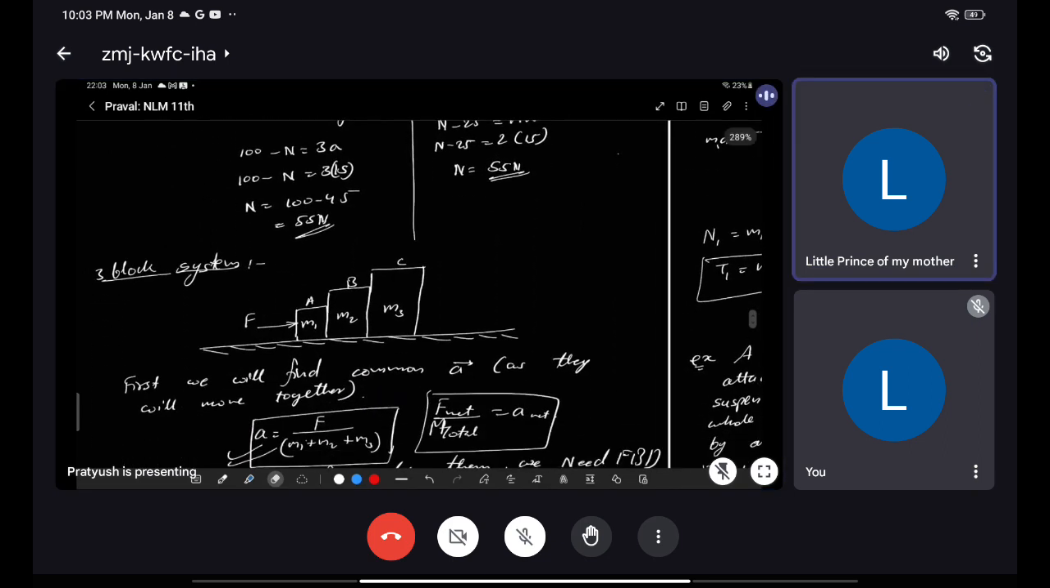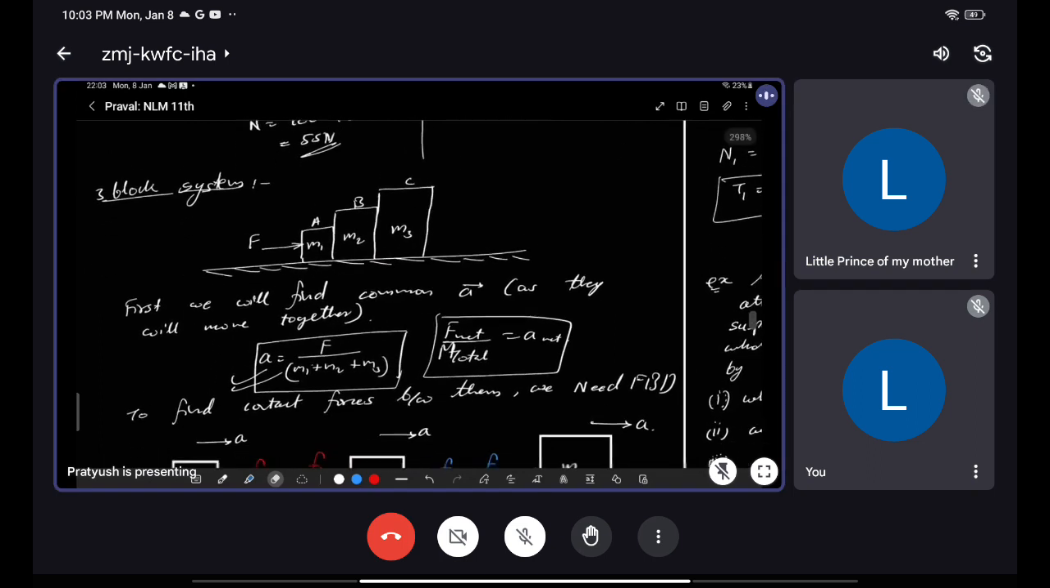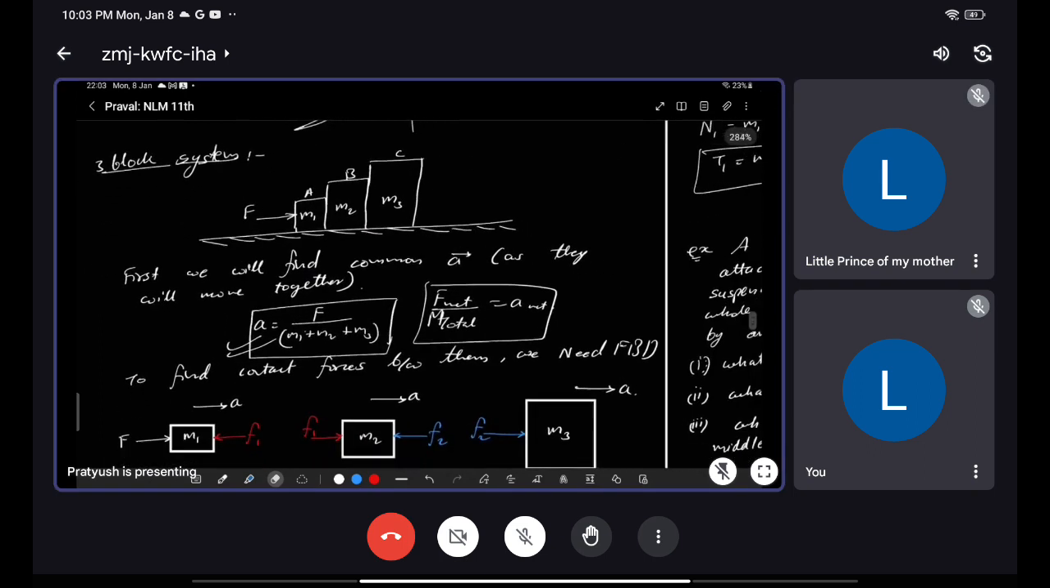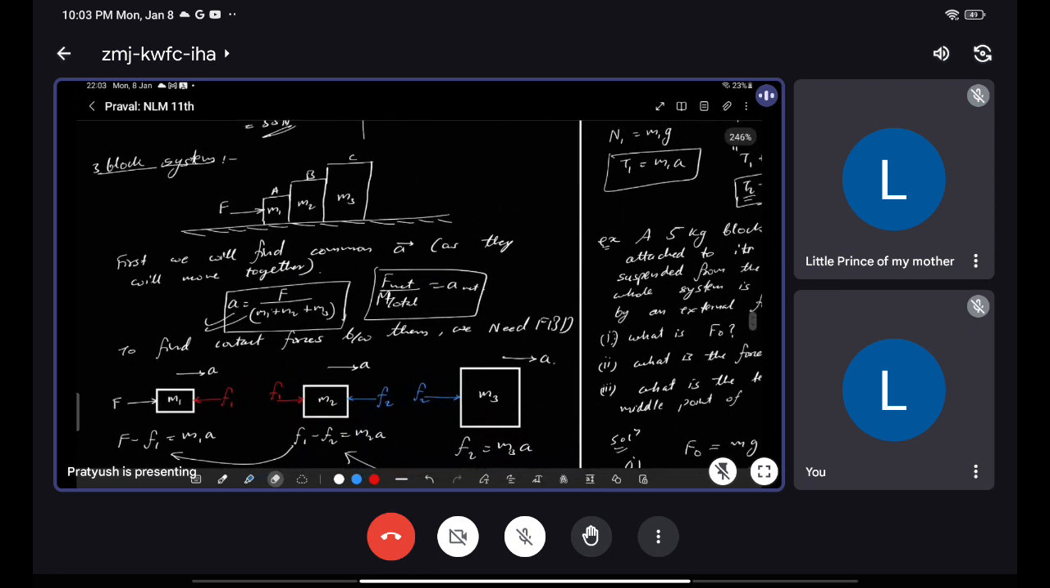Now next is 3-block system. In 3-block system, what to do? First find out the common acceleration, and then that acceleration multiplied by mass of each block will give us force.